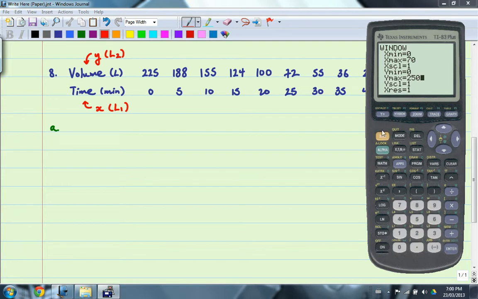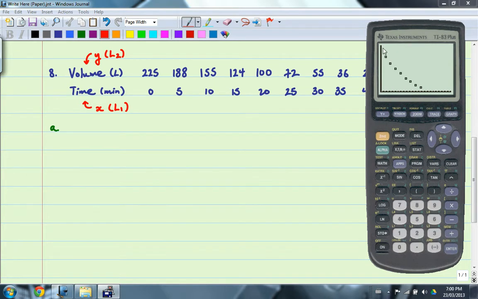And then after you set up your window, you do want to go to stat plot, make sure that this is on. Okay. Unlike the previous example, the plot number 2 is going to be off this time because we just have the volume and the time. Okay, so that's on. So let's graph and see what we get.